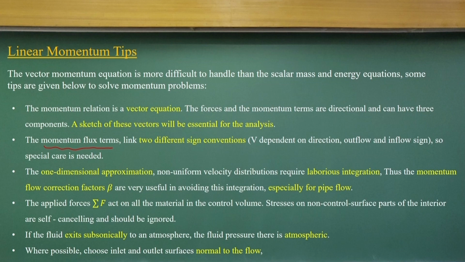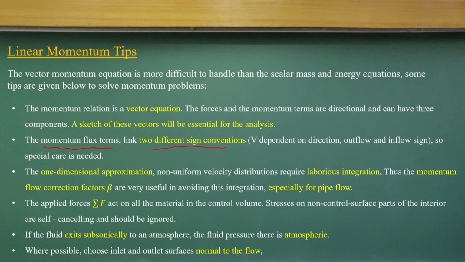The second thing I want to highlight is the momentum flux terms. Most of the times when you compute the momentum flux terms, we should look at the angle between the velocity vector and the normal vector to the control surface. If the scalar product of these two vectors is positive, that means there will be a positive flux coming into the control volume. If it is a negative sign, it indicates it is going out from the control volume.